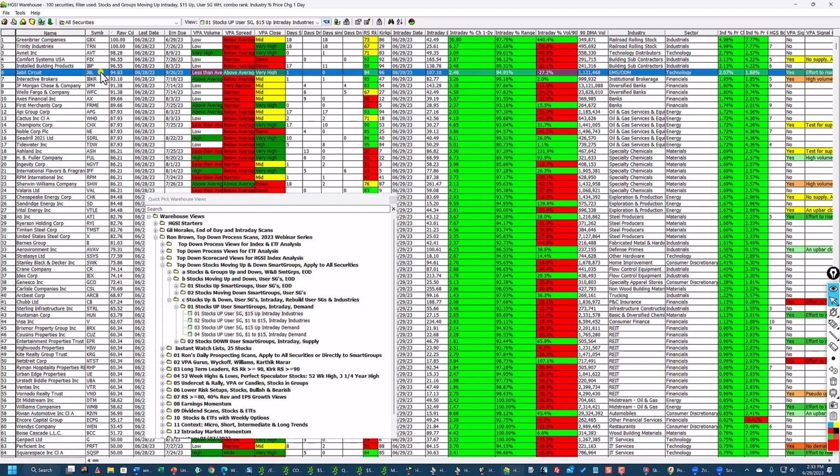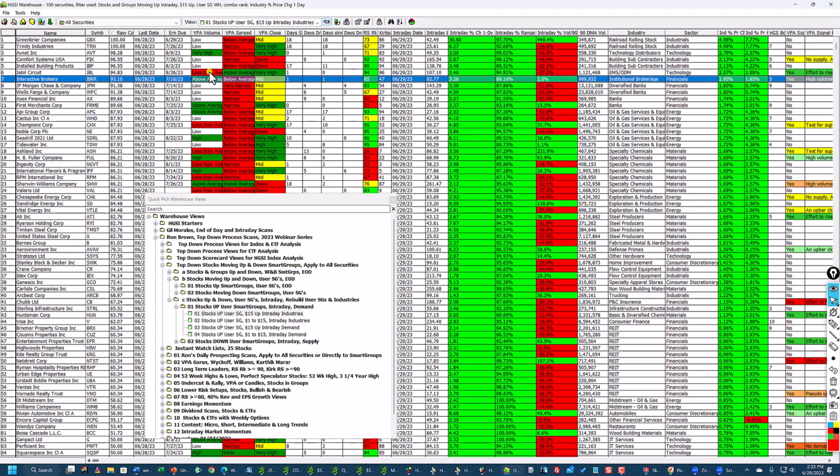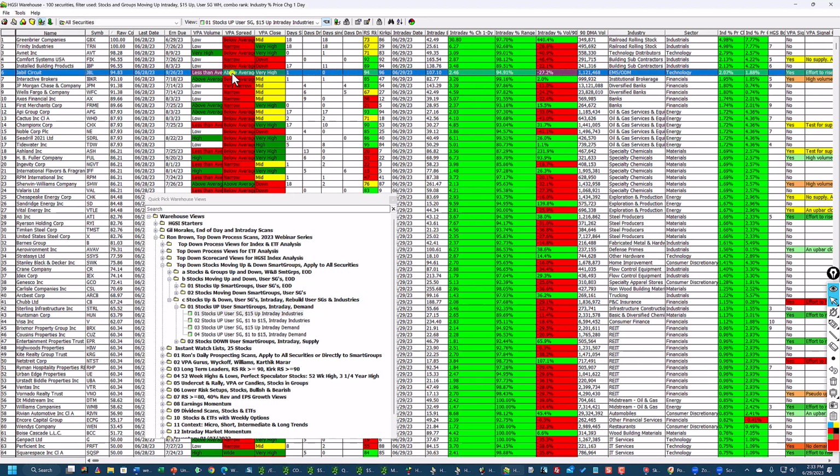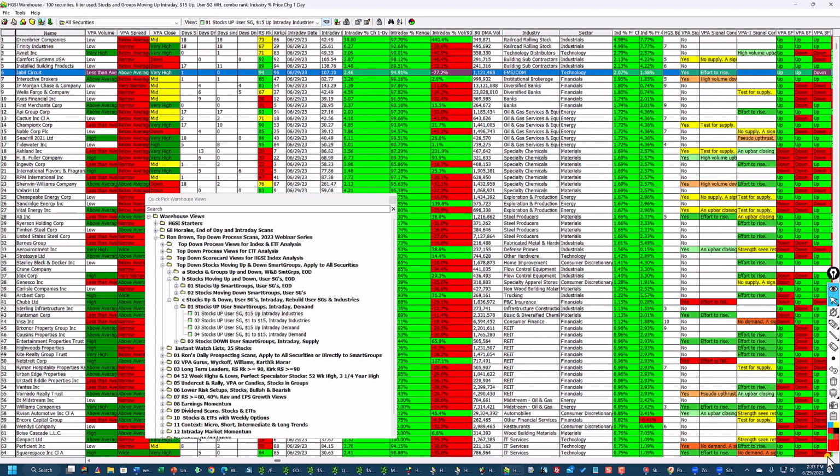Let's look at JBL. And the reason I'm looking at it is volume was less than average yesterday, but the spread was above average, and the close was very high. The crossover was 2 days ago. Look at the relative strength, 94.96. Here's what it's doing today. The intraday range is good. Group is good. Had an effort to rise yesterday, nothing the day before. So let's take a look at it.